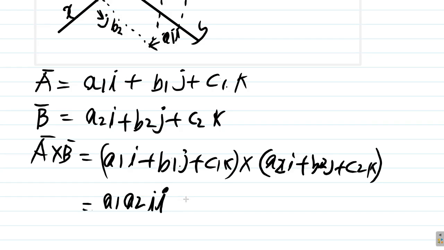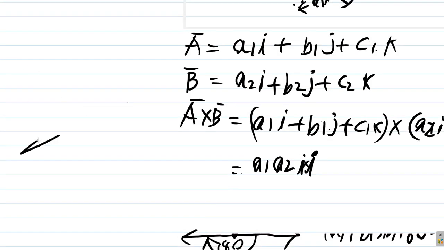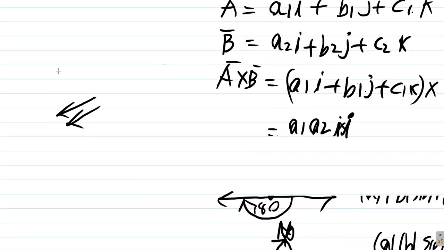Alright. Plus, we don't want to mix them up. Remember, when you have i and i in the same direction, i cross i would be what? Remember, sine of 0 is 0 and the angle is 0, so this would be 0. Alright?